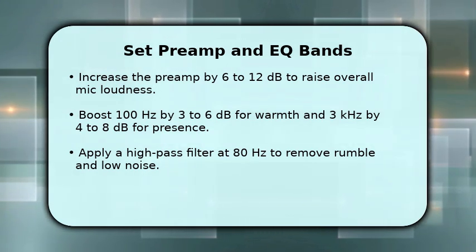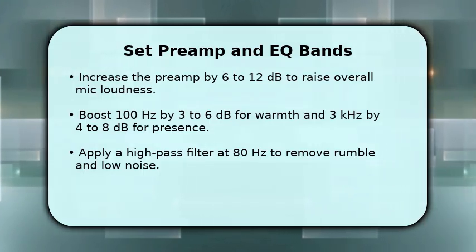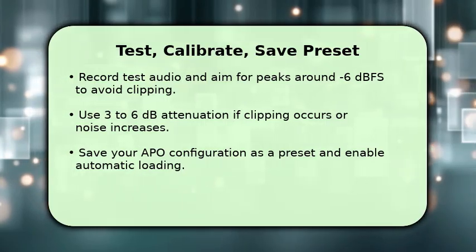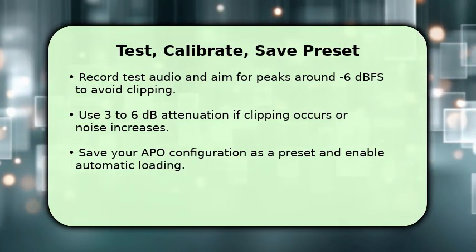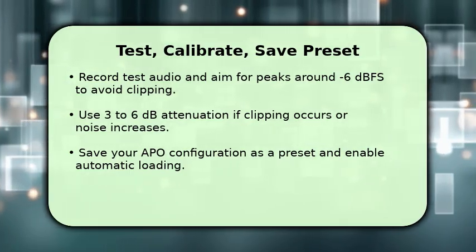Record a spoken test file while monitoring levels in your DAW or recording app. Aim for peaks near -6 dBFS to preserve headroom and avoid clipping. If clipping appears, reduce the preamp by 3 to 6 dB and retest immediately.